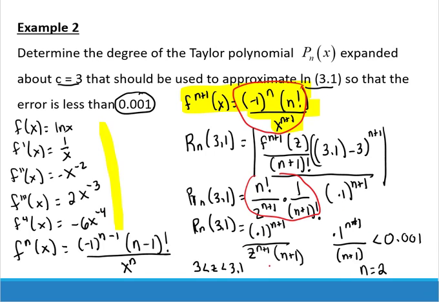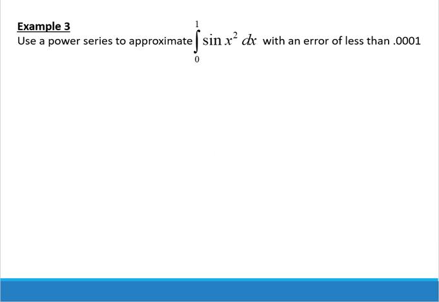Okay, so you might be asking yourself, why am I doing all this? And I think that this is a really good example of why we're doing this. So use the power series approximation to approximate this integral with an error of less than 0.001. Now, I don't know how to find this without my calculator, but that's why we're learning these series.